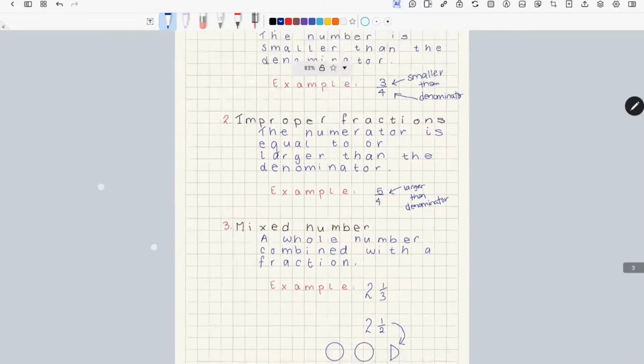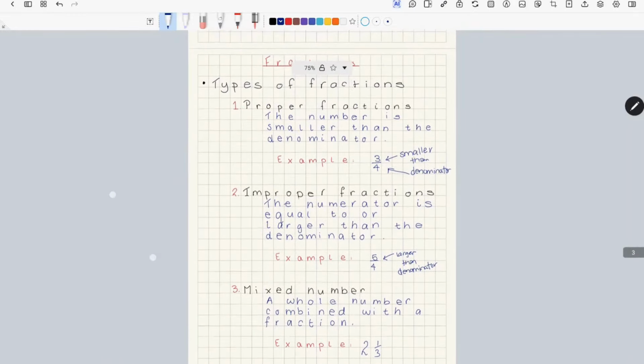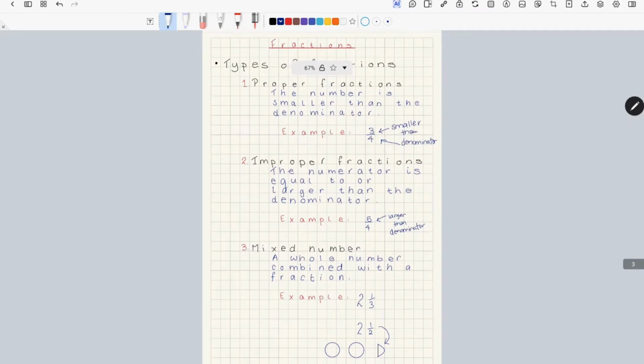So those are the types of fractions that we know, and most questions will come with these 3 types of fractions.